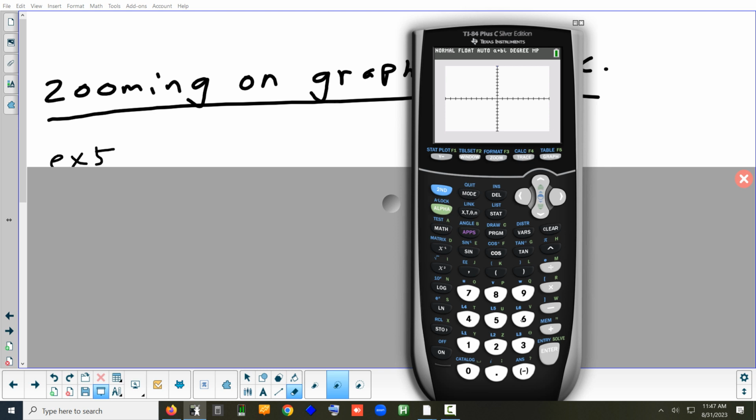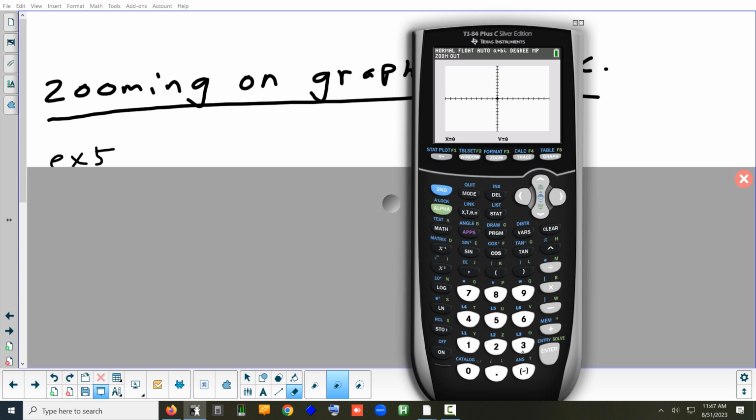Now, another thing you can try if you're not sure what numbers to put in here, you can try just zooming out. It doesn't always work, but I'll show you how to zoom out. You can press the zoom button, and instead of pressing 6, you can press 3. If you press 3, it doesn't zoom out right away. It gives you this little blinking cursor. Wherever you put that cursor, that's where it's going to zoom out from.